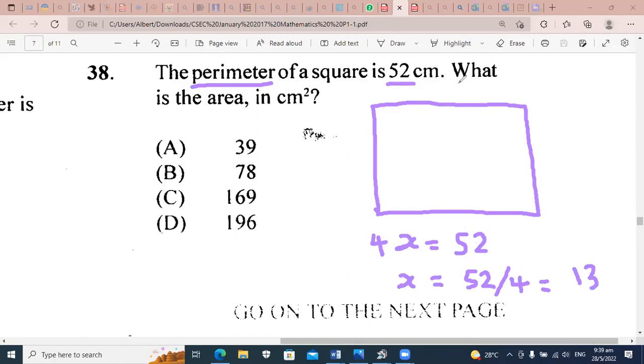All right. The question says, what is the area? So how do you find the area of a square? Length times width. So what's 13 times 13? 169. So that's the answer.